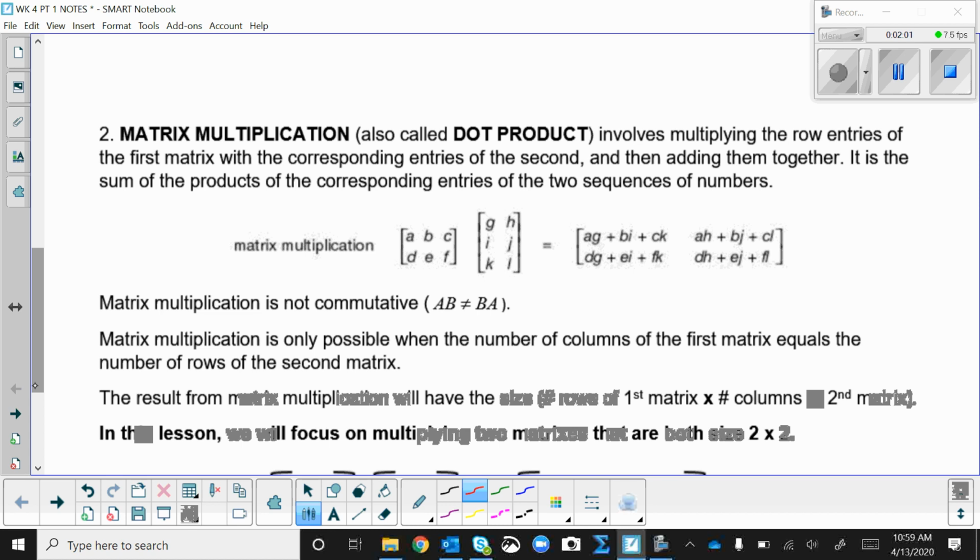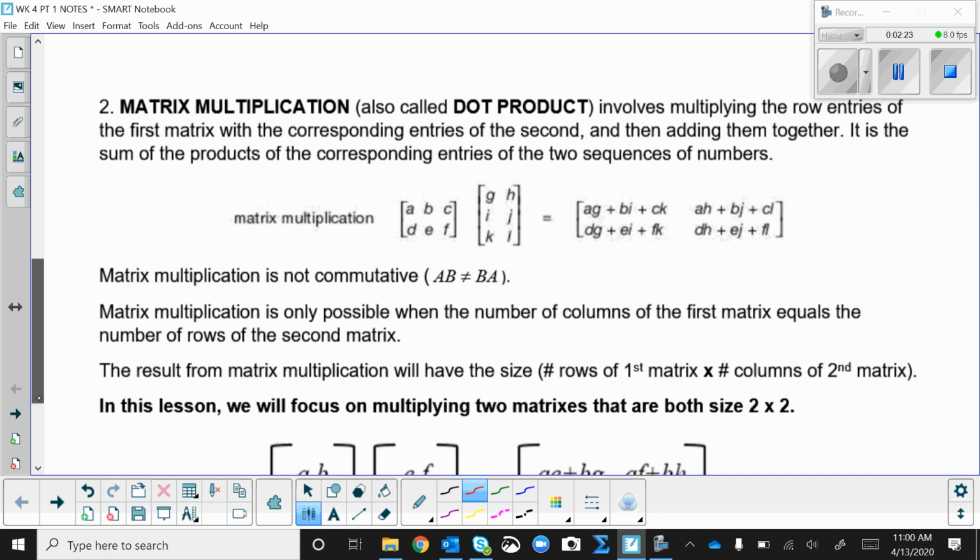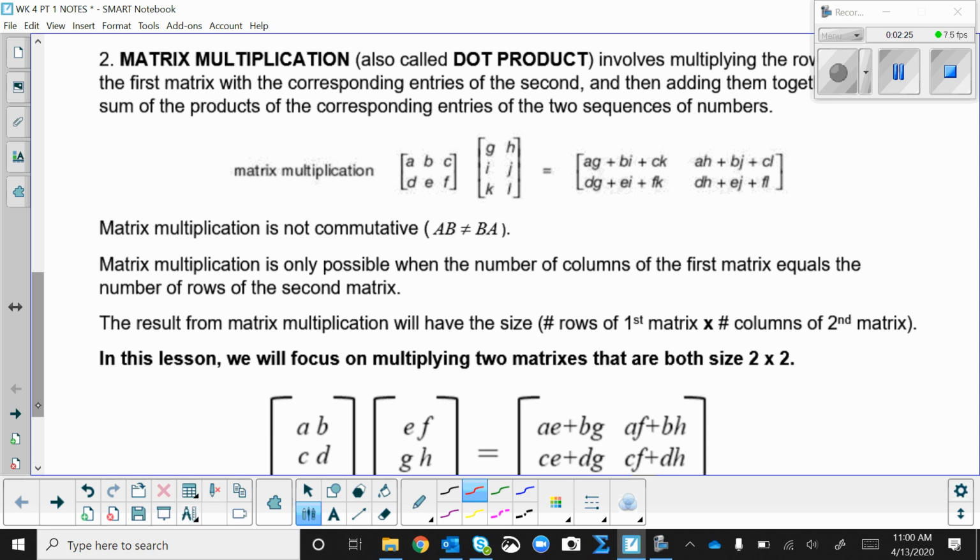Even though the actual problems we're going to do today are all 2 by 2s, this general example here is not, but it's a good illustration of a bunch of things we need to talk about before we do the practice problems. So if you look here, there are 2 matrices. Think real quickly, what are the dimensions on this first matrix? Meaning, what are the rows and what are the number of columns?